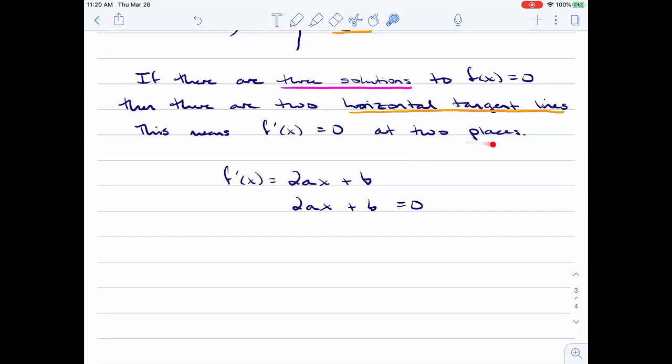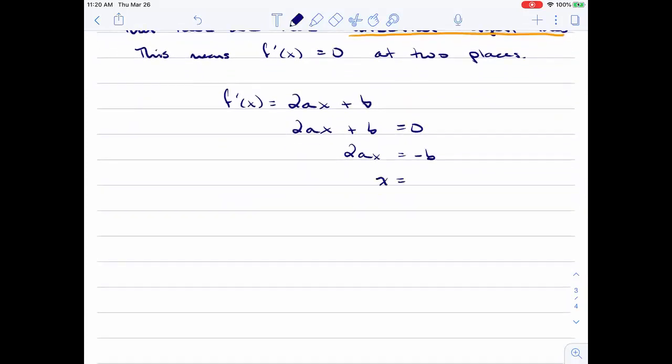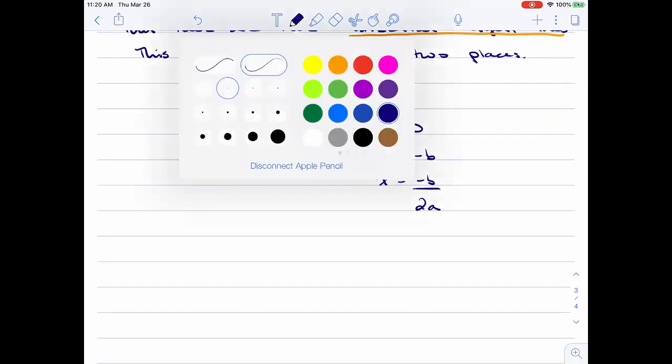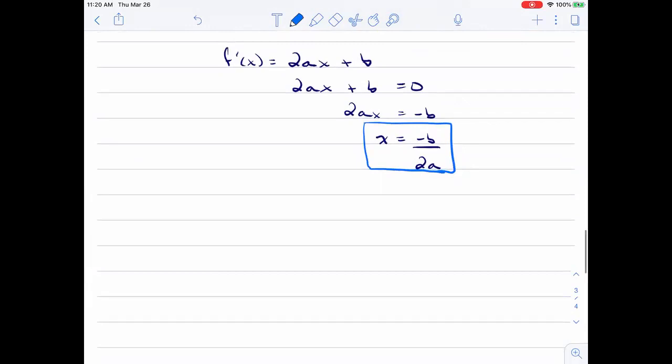If I'm able to find 2 x values that make this happen, then all right, we're defeated, right? But what we'll find is that there's only one value. We've got 2ax is negative b, so x must be negative b over 2a. What we're finding is that this is only one value. This tells us that there's only one horizontal tangent line.